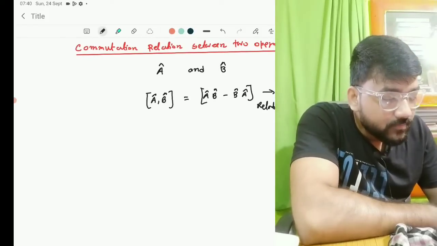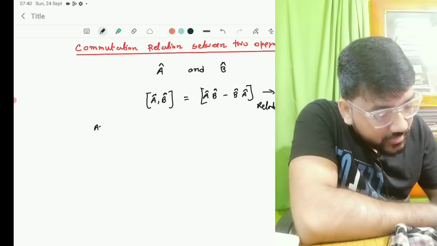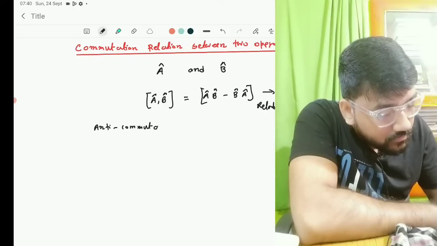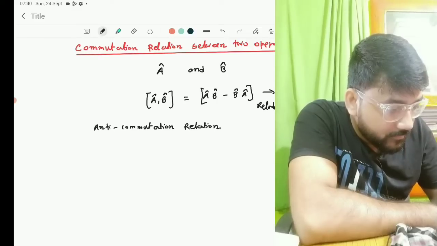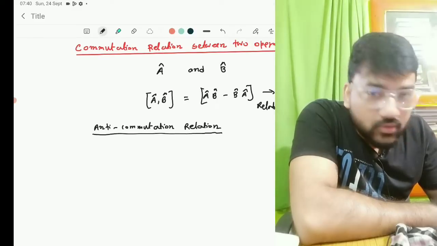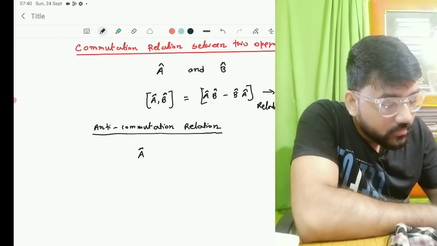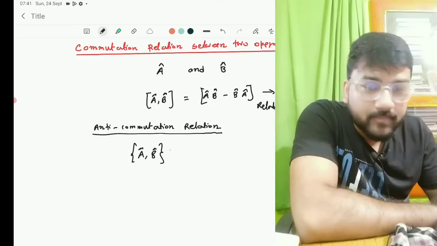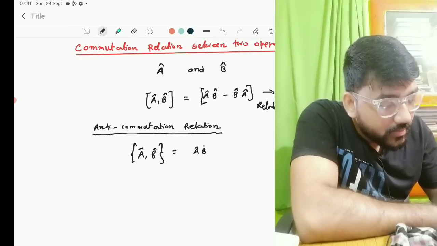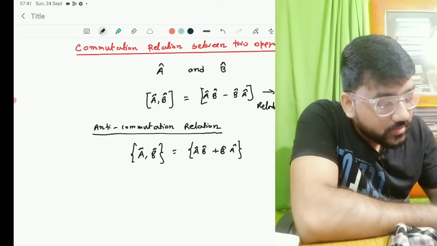Now there is another relation called the anti-commutator. So what is the anti-commutation relation? Suppose we have two operators, again a and b, but this is denoted using curly brackets, something like this, and this is equal to a cap b cap plus b cap a cap.